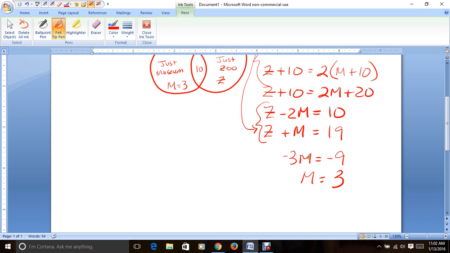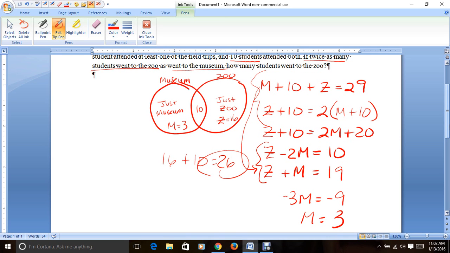So the first thing I've got to do is figure out what z is. So if m is 3, I can see right here that z must be 16, sorry. So z plus m is supposed to be 19 right here. So if m is 3, z is 16. So the total number of kids who went to the zoo is that 16 plus the 10 who went to both. So that's 26. So I think that whole problem makes a little more sense if you just use 2 unknowns and you deal with the 3 separate sets of people and just work it like that. So that's all there is to it.